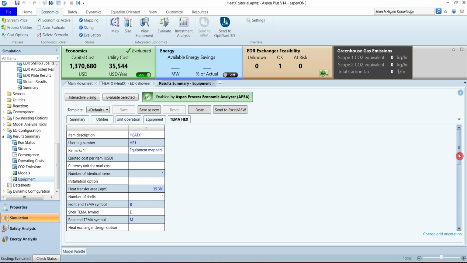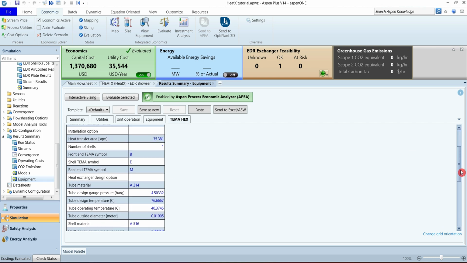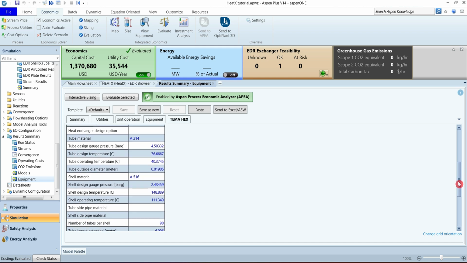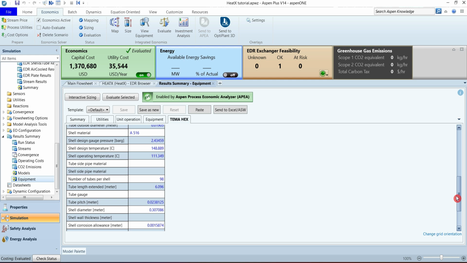For any case, if we want to have a different equipment sizing, as of now, this class is BEM. The front end as B, shell as E, and rear head as M. If we want to have a different TEMA class, or we can match with the EDR browser TEMA class, then we can take advantage of the different options from here. The design temperature and pressure of the exchanger is also given. The operational conditions are also given. The tube length and number of tubes per shell is also given.